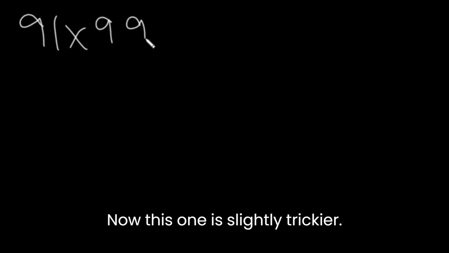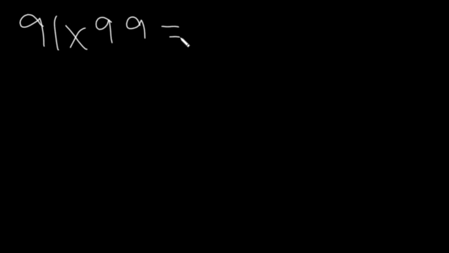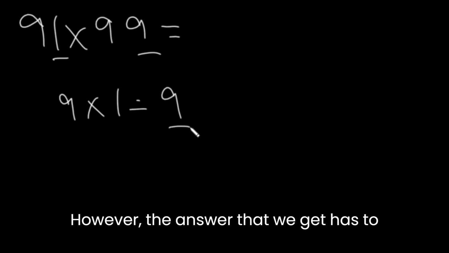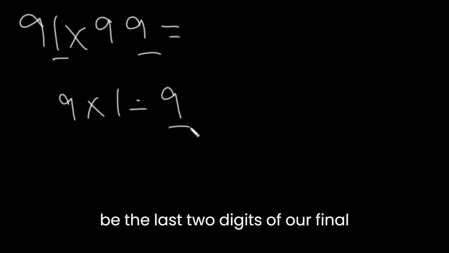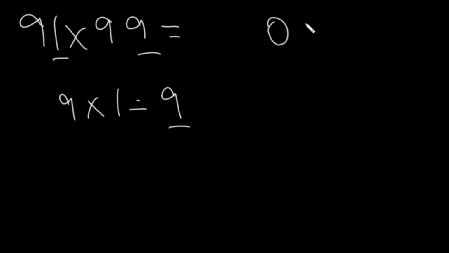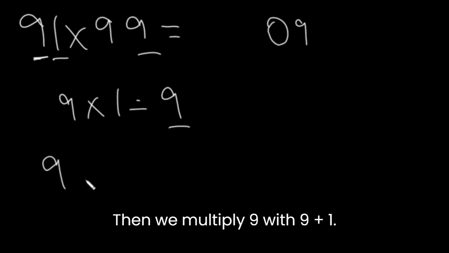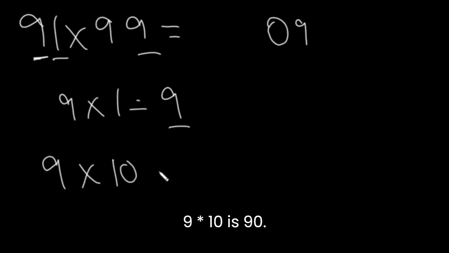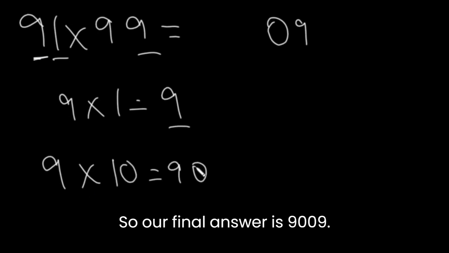Let's look at one final example. Let's say we have 91 times 99. Now this one's slightly trickier. Try it yourself. 9 times 1 is 9. However, the answer that we get has to be the last two digits of our final answer, so we're going to put 09. Then we multiply 9 with 9 plus 1. 9 times 10 is 90. So our final answer is 9,009.